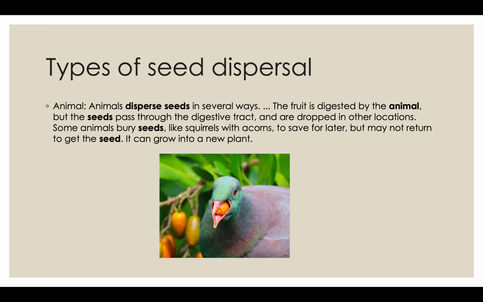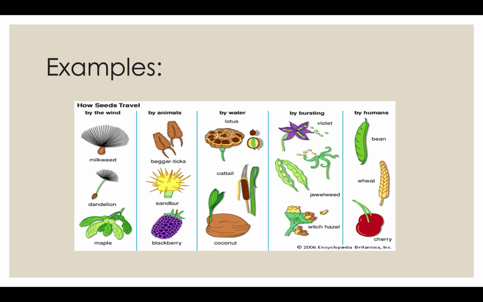Or another way seeds can be dispersed through animals is when they're walking in the forest, and seeds get caught in their fur, and eventually while they're walking the seeds fall off their fur. That's how they can spread it as well. So yeah, this is a picture that shows you ways seeds can travel or be dispersed.